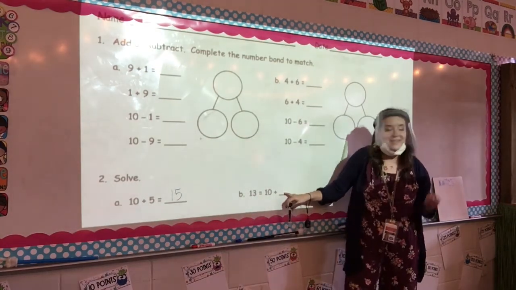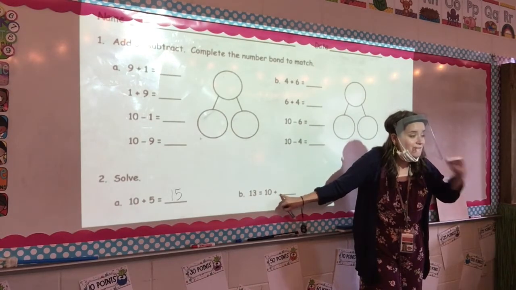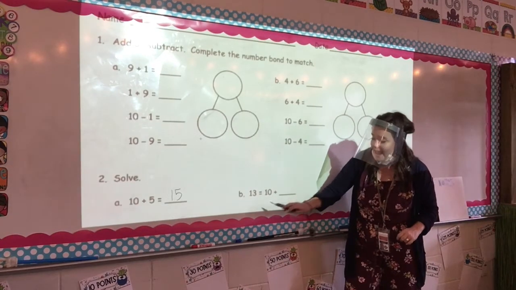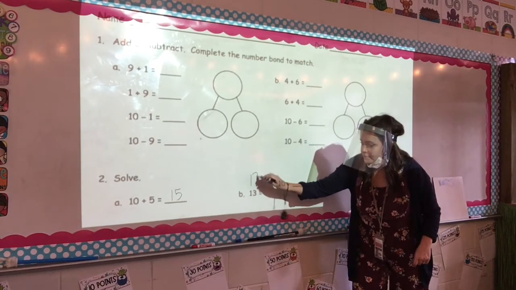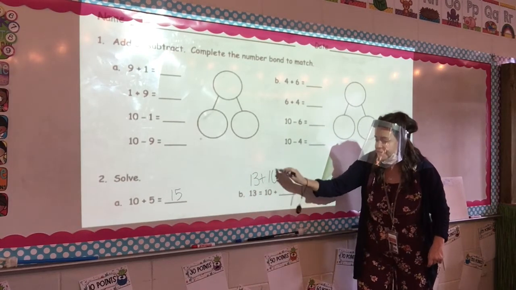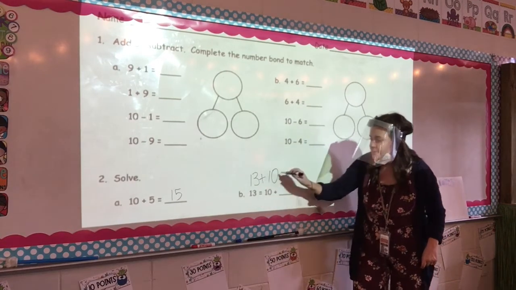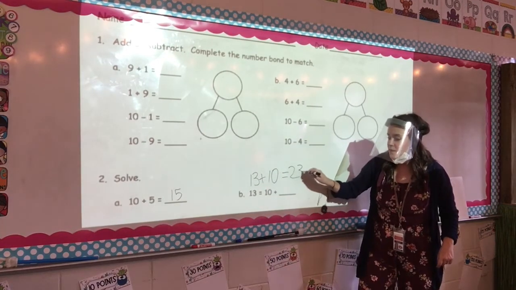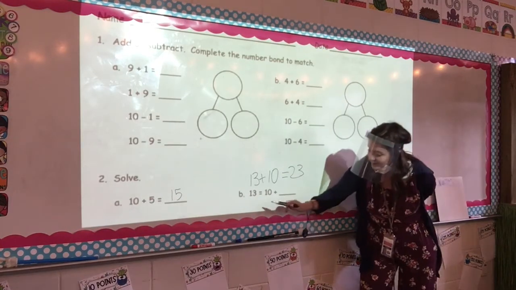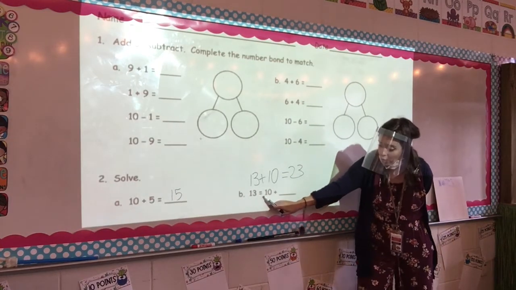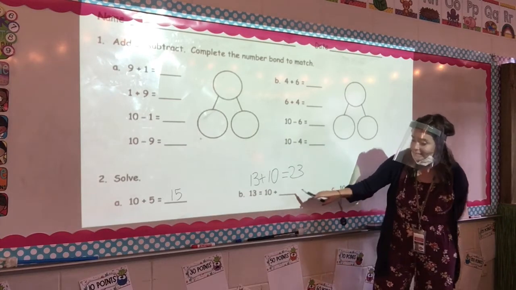Look at this one. If I go too fast, I might think this is asking me 13 plus 10. And I might say 13 plus 10, or if I add another 10, that would be 23. But that is not what it's asking. Look at what it is asking. It says 13 equals 10 plus blank.